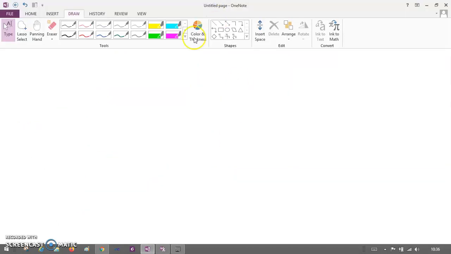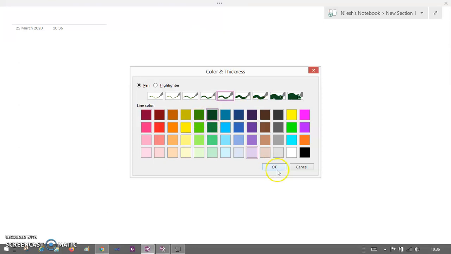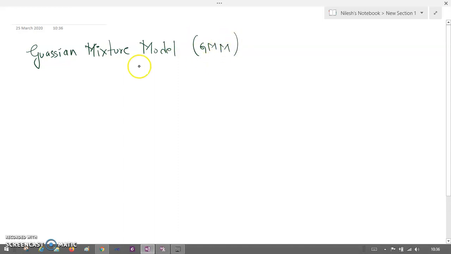Okay, so let's flip the topic now and understand what you mean by Gaussian mixture model. This is a topic for unsupervised learning, and keep in mind that you're dealing with unsupervised learning over here, right? And what is the outcome of unsupervised learning?